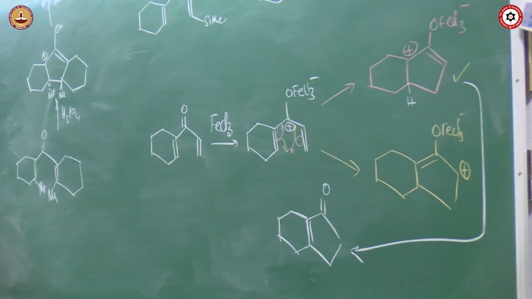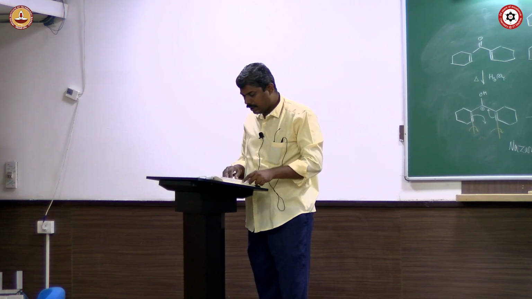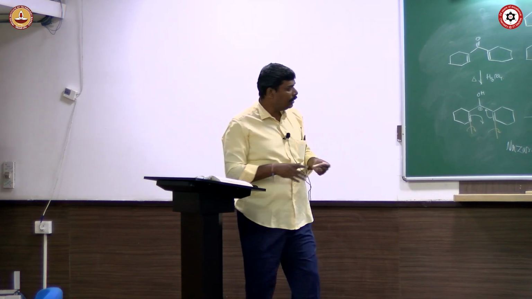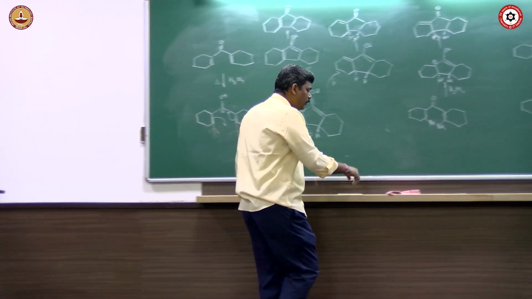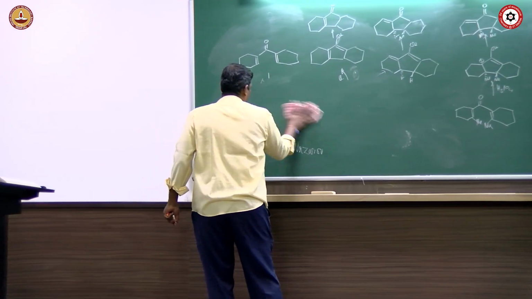All right, so I think I have given you most of these things. There are a lot more examples which you can go through. I'll only guide you to an 8-pi system, and from there I'll try to go to cycloaddition reactions.